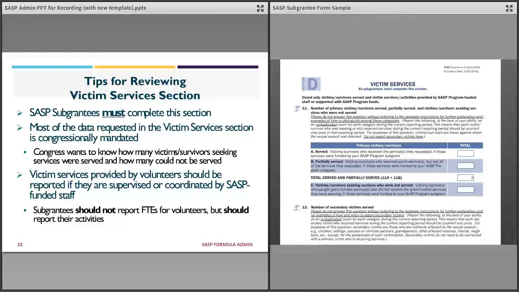Additionally, you want to be on the lookout for agency-wide totals here. Like I've mentioned before in this recording, we often see that SASP grant funds partially support certain services or staff members, and that means that we only want to prorate down and report the percentage or number that was supported by SASP grant funds, not agency-wide totals.